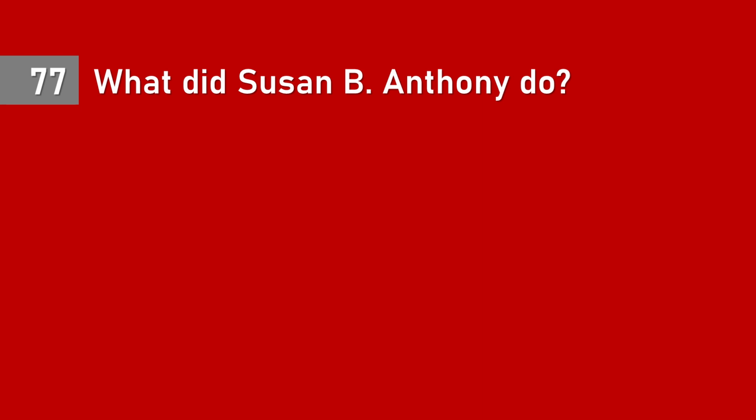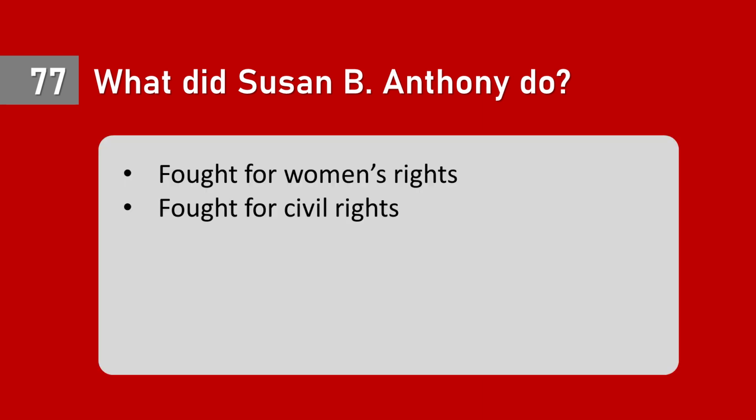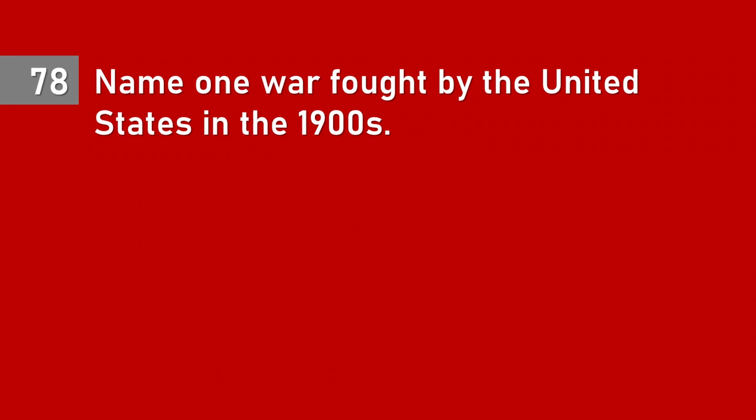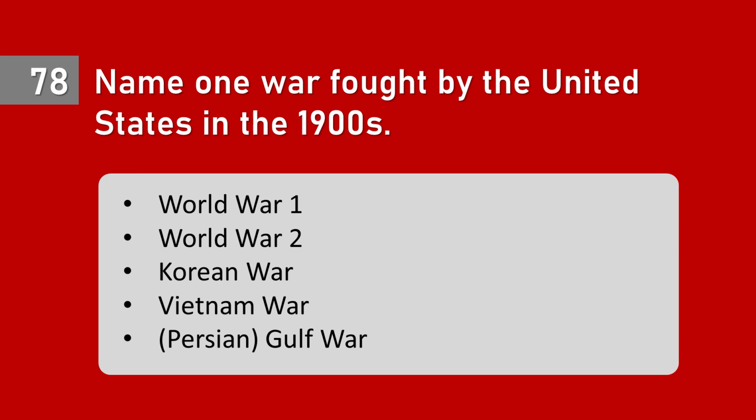Question 77. What did Susan B. Anthony do? Fought for women's rights. Fought for civil rights. Section C, Recent American History and other important historical information. Question 78. Name one war fought by the United States in the 1900s. World War I, World War II, Korean War, Vietnam War, Persian Gulf War.